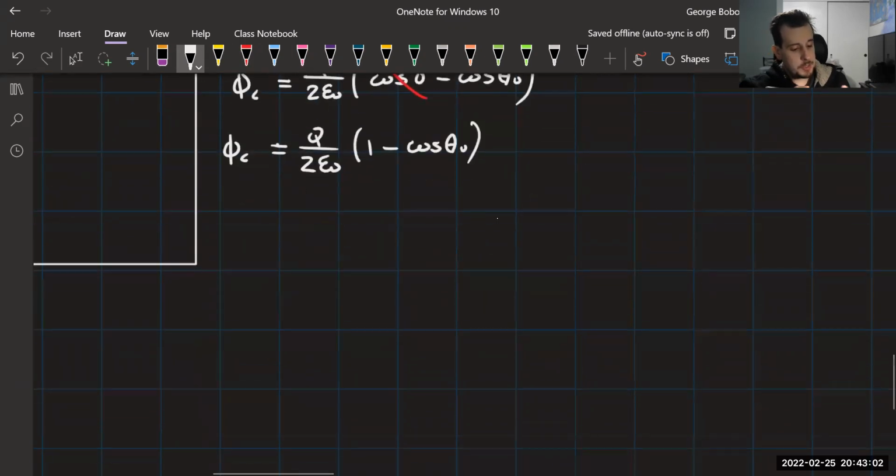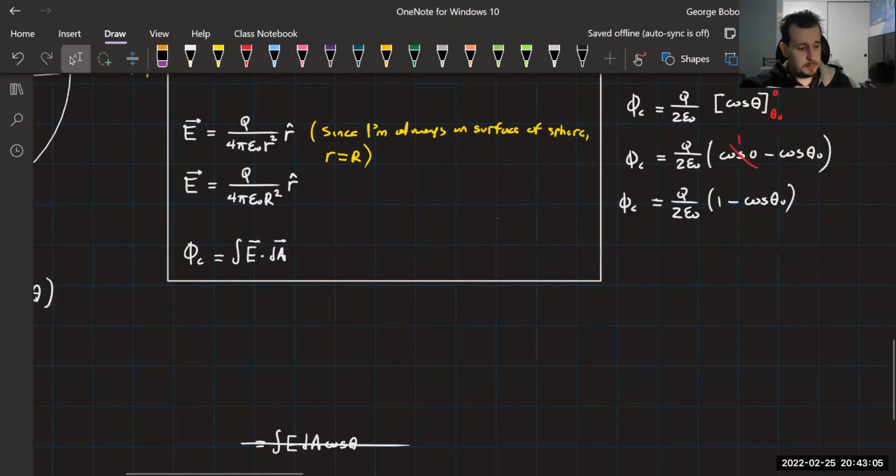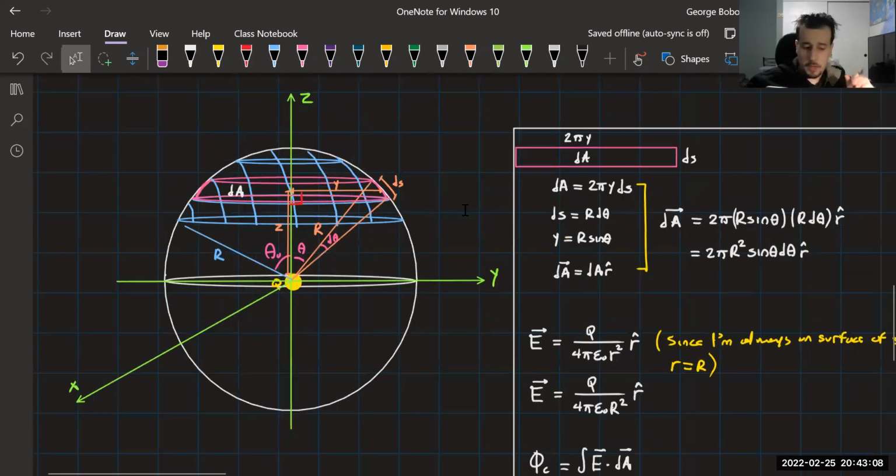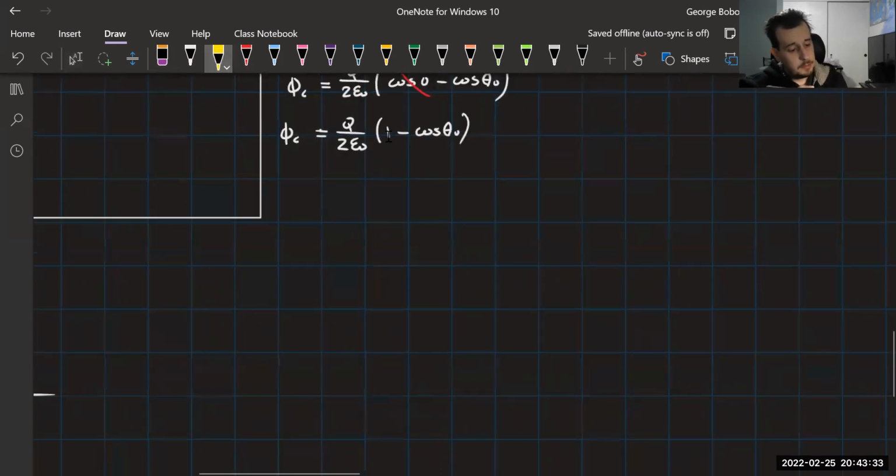Now, if you're adventurous, you can try. So Natalie, if I wanted to find the flux through the entire sphere right now, through the entire sphere, where should I take theta from and to? What do you think? If I wanted to do the entire sphere, where should I take it from and to? Yeah, from 0 to pi. Check. Theta naught equals pi.